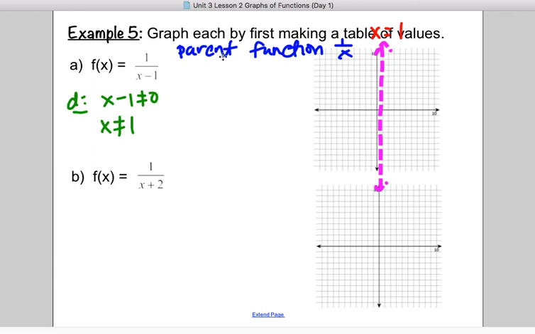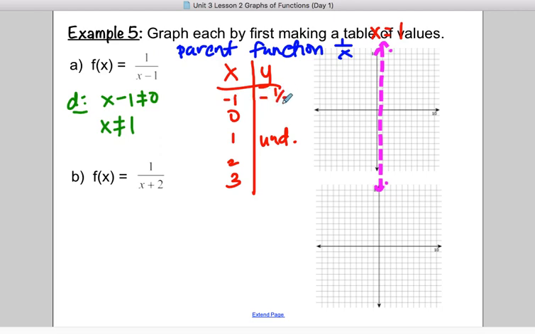Then I go ahead and make my table centered upon that value. So plug in x and y, put 1 in the middle. Numbers less than 1, 0, negative 1. Numbers bigger, 2, 3. If I plug in 1, 1 minus 1 is 0. 1 divided by 0 is undefined. Okay, so that's what we have on our table. Then I go ahead and I plug in these other numbers. Negative 1 minus 1 is negative 2. 1 divided by negative 2 is negative 1/2. Plug in 0. 0 minus 1 is negative 1. 1 divided by negative 1 is negative 1.